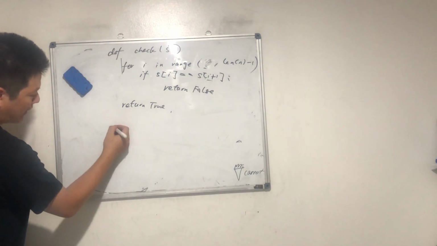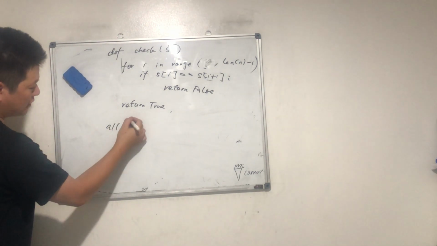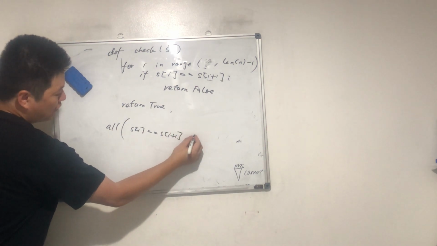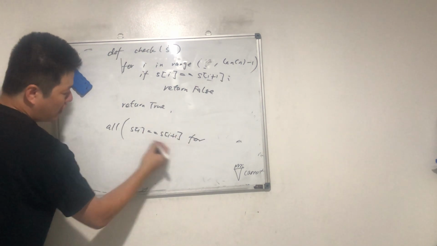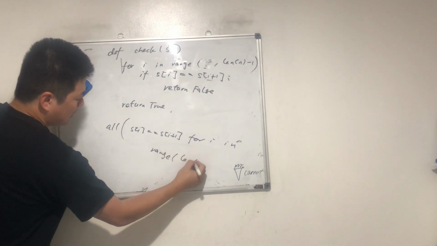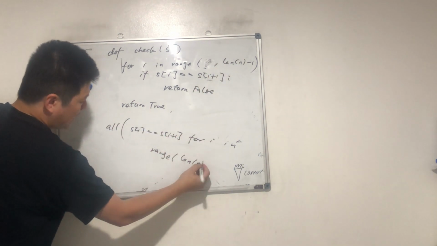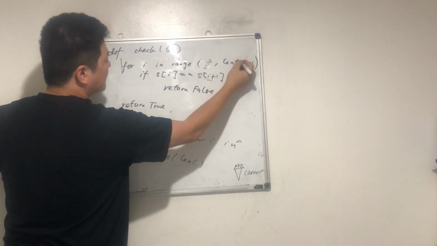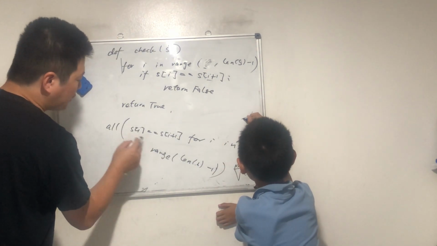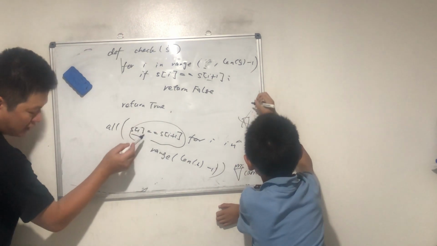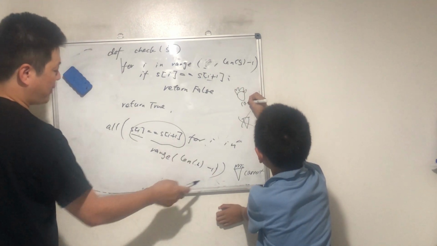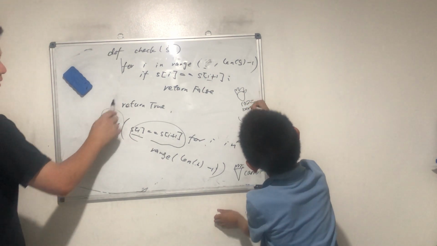And I'm going to write the one-liner again, okay? All means everything needs to be the same. s i equal s i plus 1 for i in range length s. Now plus 1. So what does it mean? We want to check if the neighboring characters are the same. For the range, i is for the range up to the length minus 1, right? And everything, all. So this is the same, okay?